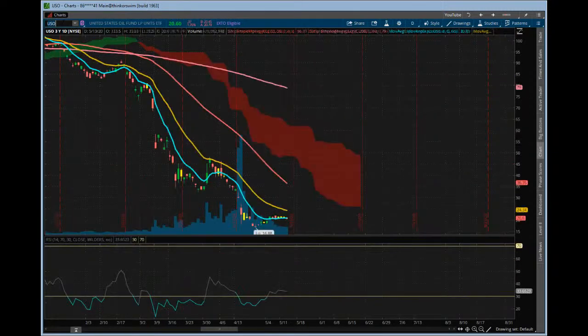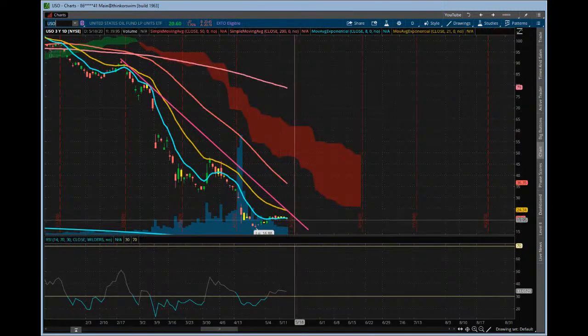USO. Still sideways action. Triple inside day, down a little bit here, but it's just basically holding on to a sideways EMA right now. So okay, let's see what it does once it gets to that trend line. And then HLT.